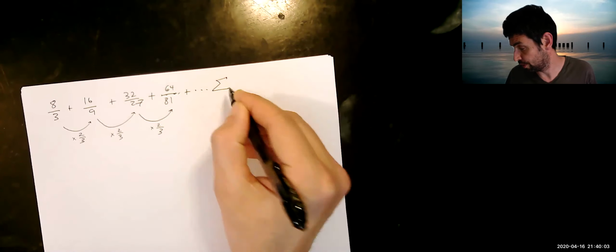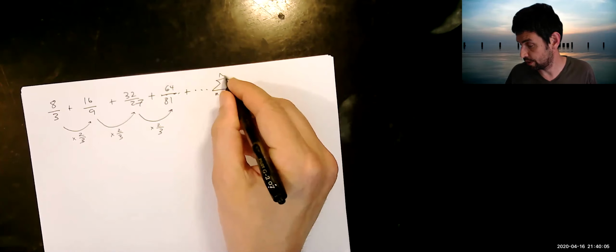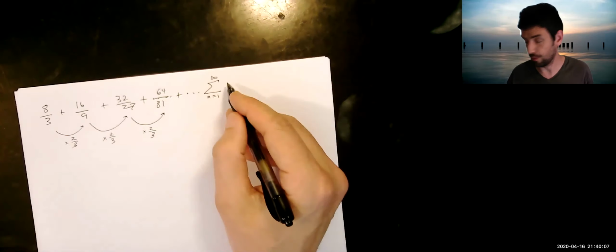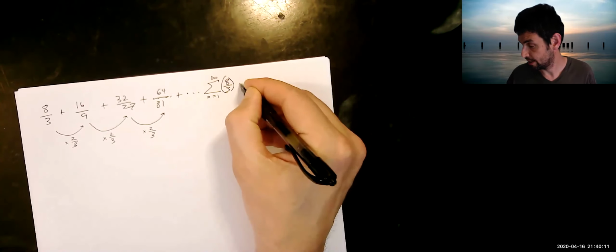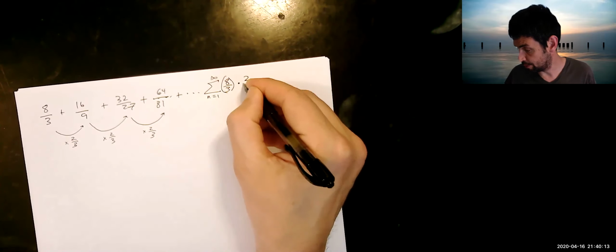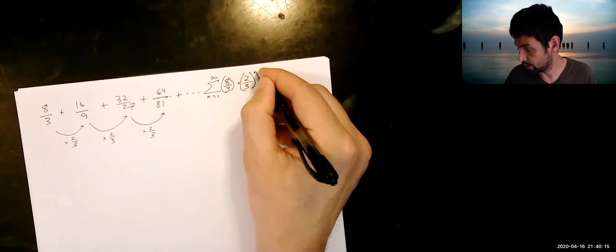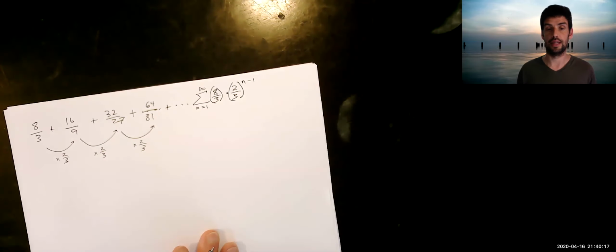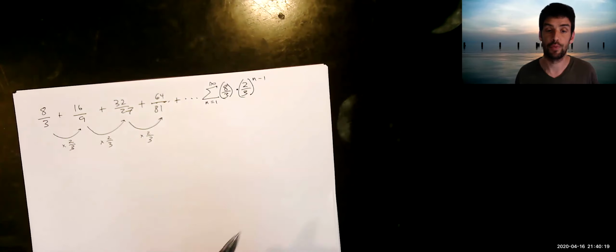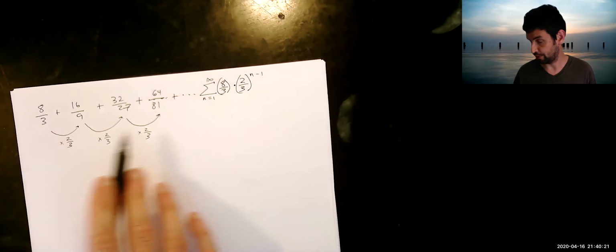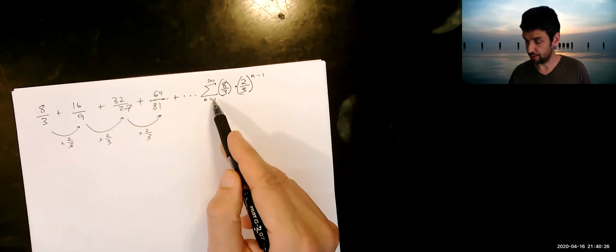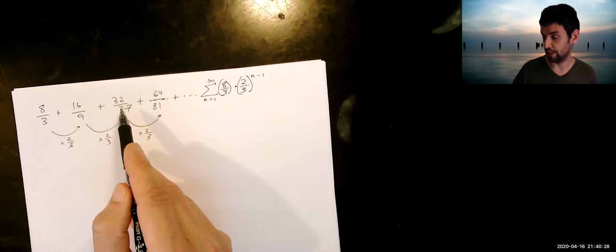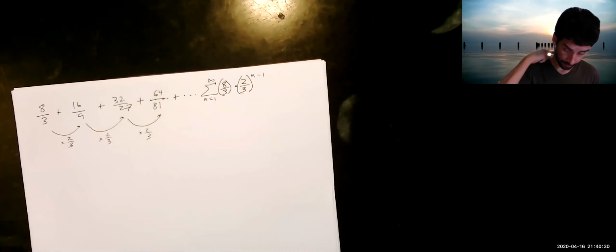And so the geometric series, one of the ways that we can write it is this first term times the common ratio to the n-1 power, right? And you can check this. So I'll let you go through it, but put in n equals 1, you get 8/3. Put in n equals 2, you get this one. N equals 3, you get this one, and so on and so on.